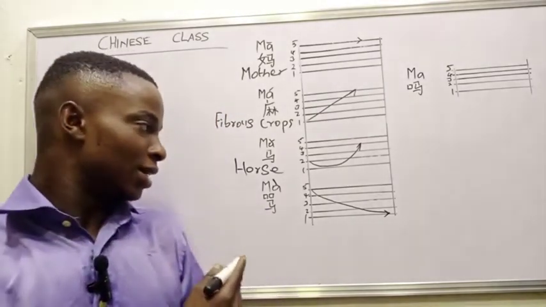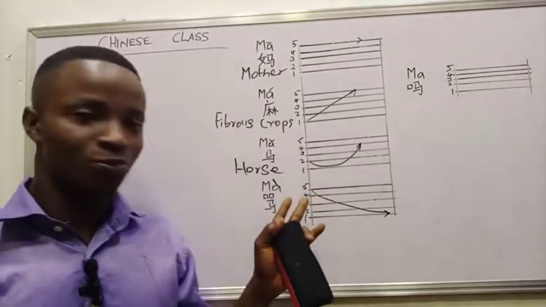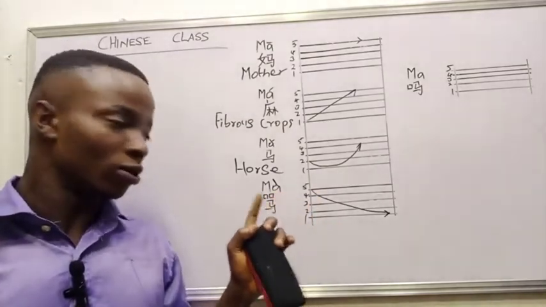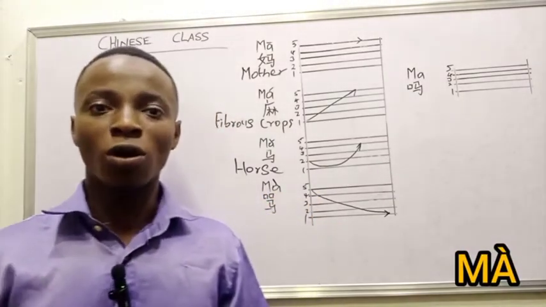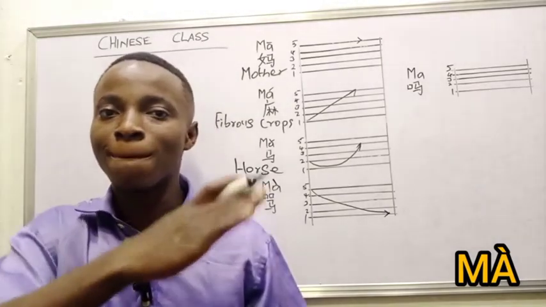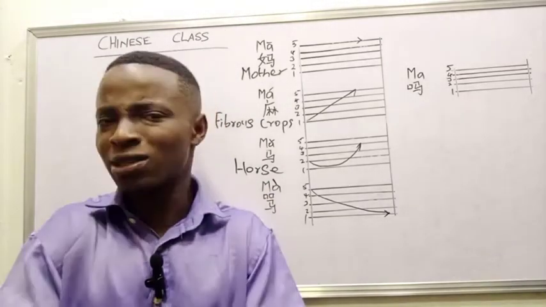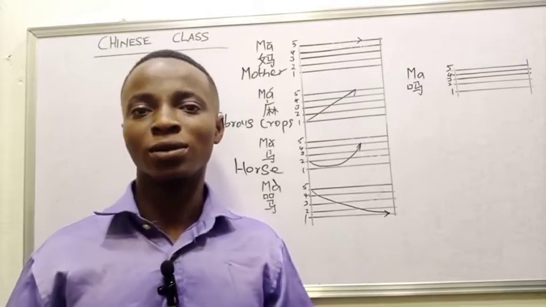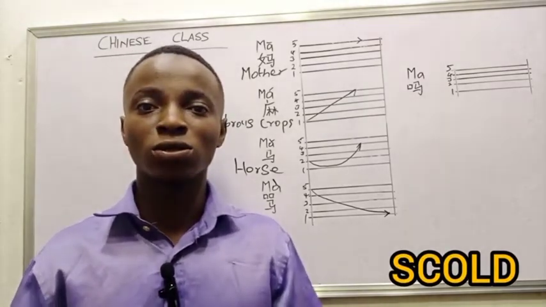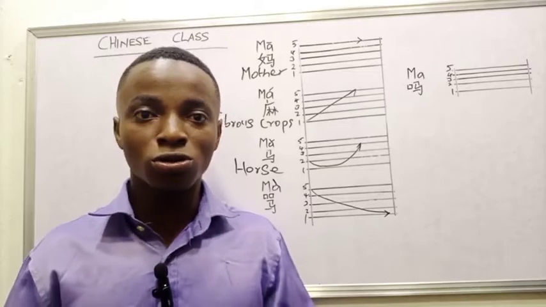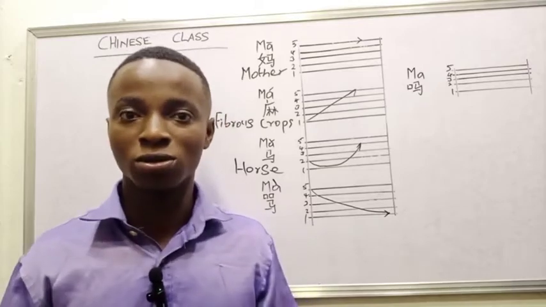So now, using the vocabulary, the word written below, we have what we call ma. And what does that mean? It is very simple. In Chinese, ma means to scold somebody or to abuse.